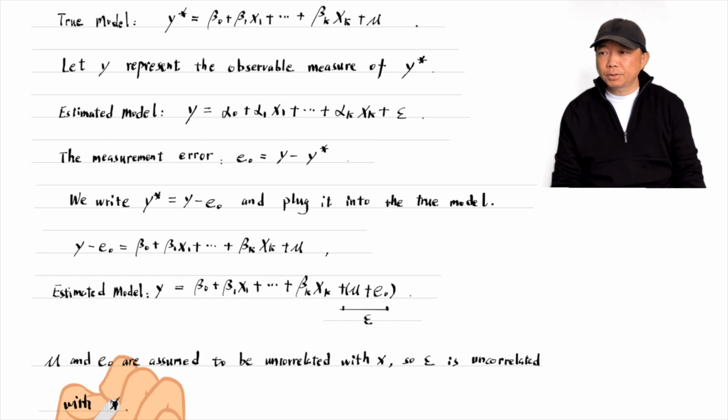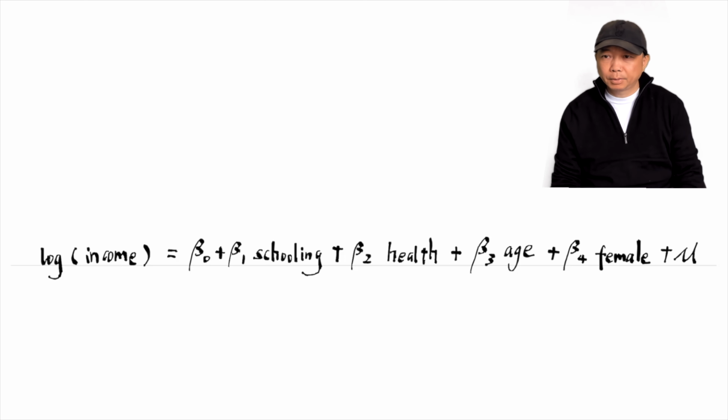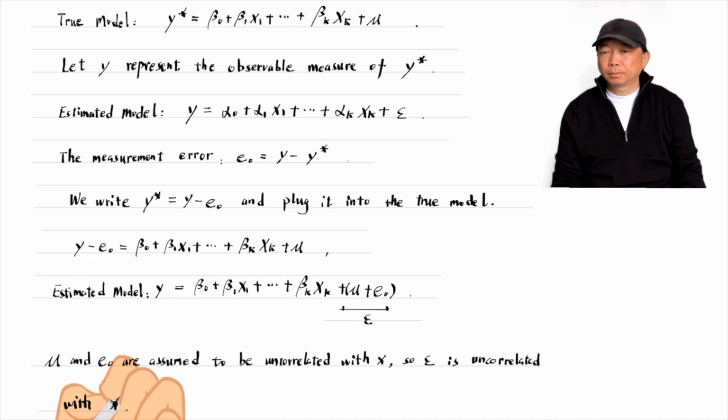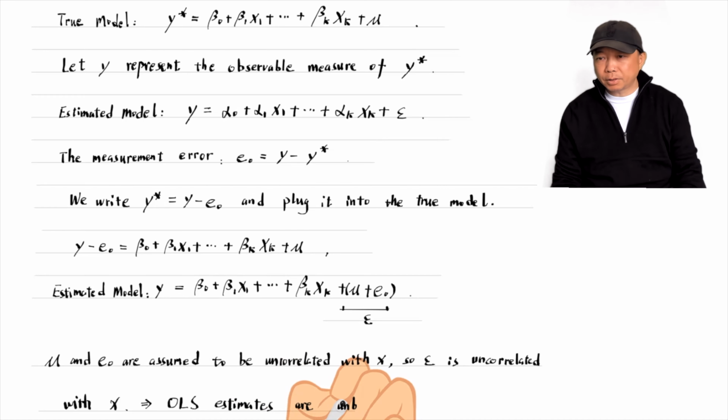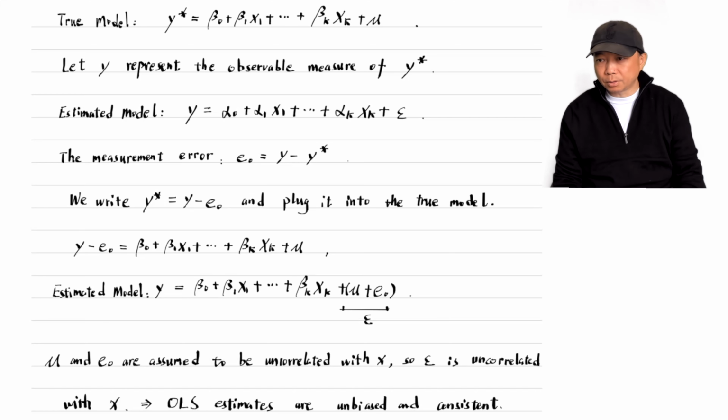Generally speaking, this assumption is reasonable. Think of our income case. The error in the reported annual income by the survey respondents should not be systematically affected by the respondents' education, health, age, and gender. As a result, the error term in the estimate model, epsilon, which is the sum of mu and e0, should be uncorrelated with the explanatory variable. Therefore, the OLS estimates are unbiased and consistent.